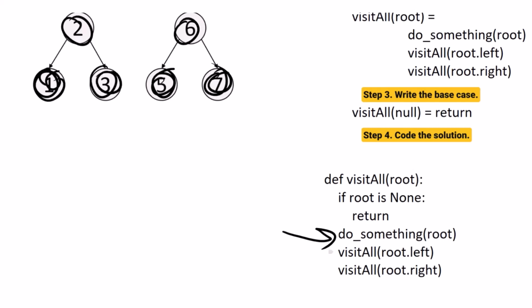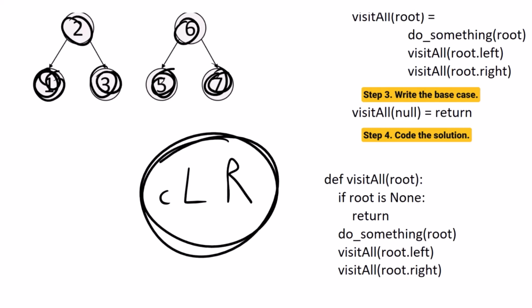Just notice that the way we coded this up, do something always gets called before any of the children. So we're always going to do something on the parent, and then we're going to do something on all the left children, and then all the right children. That's the defining feature of this code here. We call do something on the current node, and then we call it on all the nodes in the left tree, and then all the nodes in the right tree.